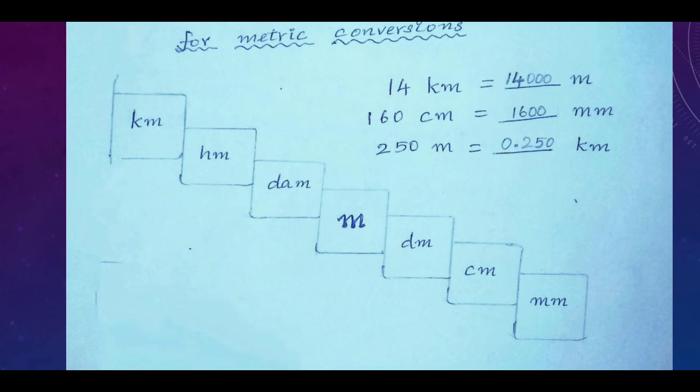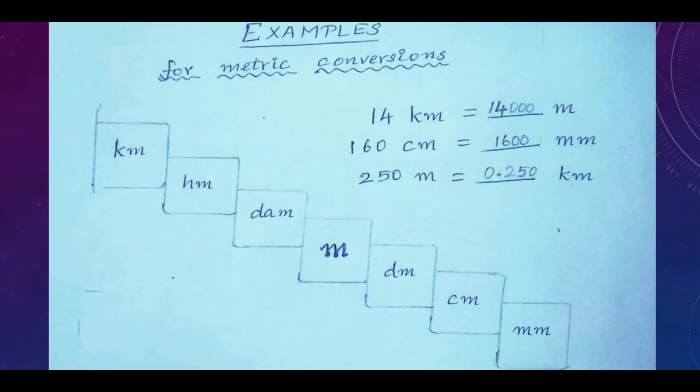See, 14 kilometer. The first problem is 14 kilometer. Write 14 in the box km. You have to write both the digits 1 and 4 in km because no more boxes to the left side. So 1 and 4 should be written here. Okay. Then what do you need? You have to express in meters. Where is meter? Here. So stop here. Okay, so you have to move till you get meter.